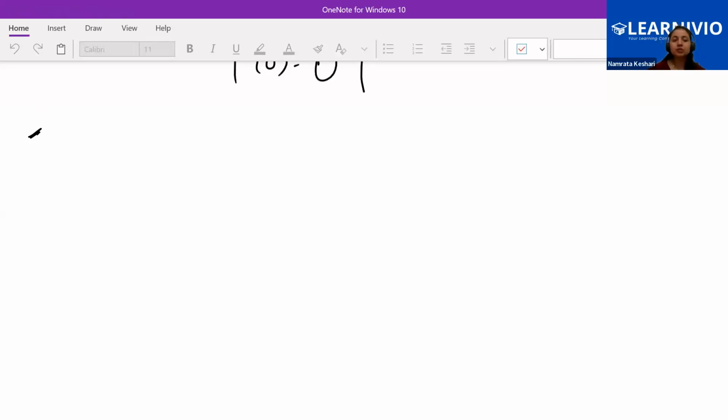Okay, so this was the question. Exactly the converse case of the question which we did yesterday, the one related to trapezium. Exactly the converse case we are having over here.